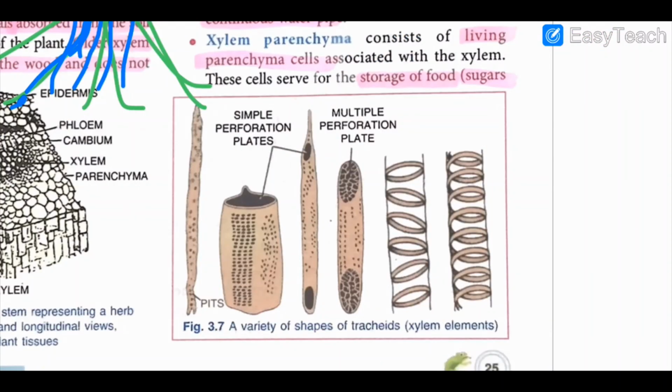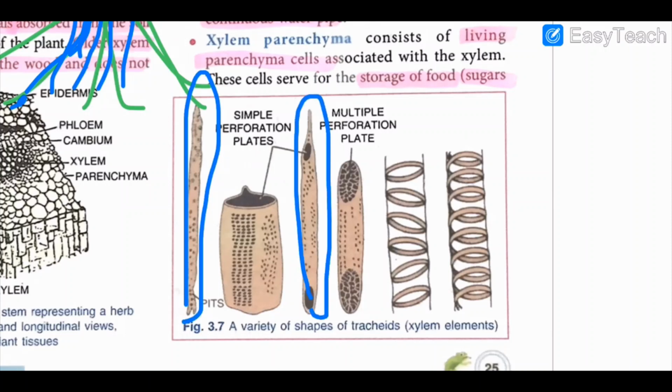But before we do, let me just show you this little photo. These are the various types of tracheids. They can be in tube-like structures which are perforated, with multiple perforations. They can be in ring-like structures, any type. So it's not only one passage that it creates, it can create any passage that it wants. Okay?